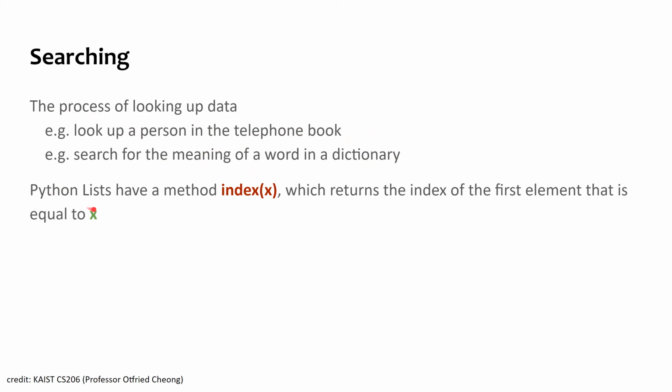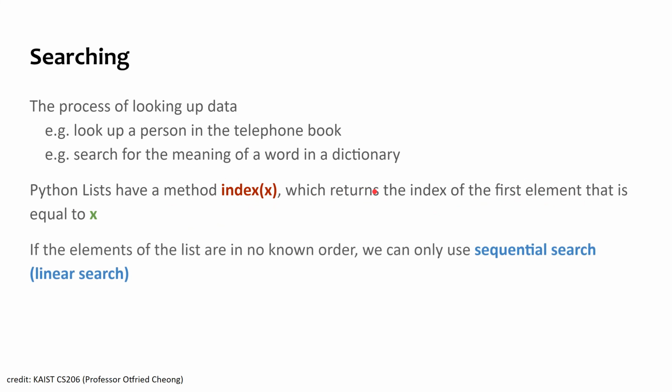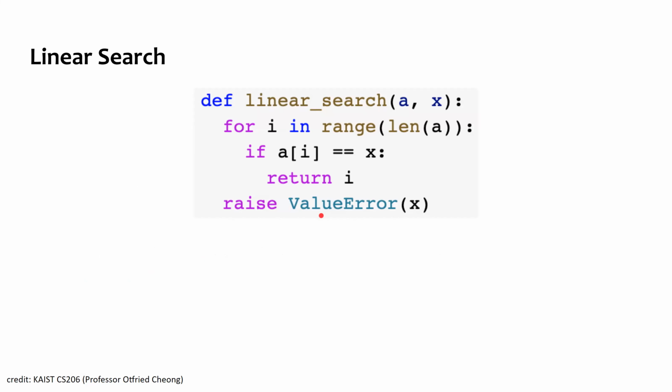And Python lists have a method called index, which returns the index of the first element that is equal to the given parameter x. So there might be duplicate items of x, however, it returns the first index of this item. And if the elements of the list are in no known order, then the only thing we can do is using just sequential search, and that is called linear search. So if some information is given about the list, then we can make it more efficient. Otherwise, we can do only linear search. So linear search is quite simple.